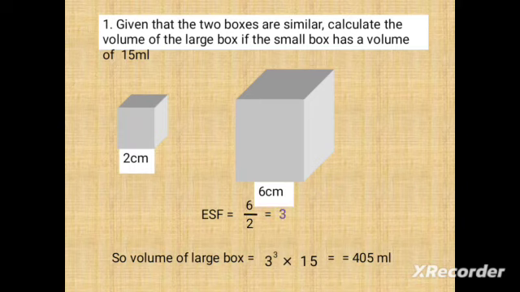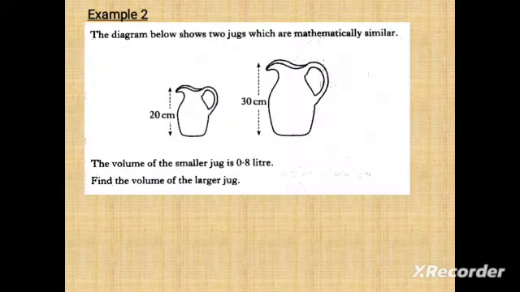Now number two, the diagram below shows two jugs which are mathematically similar, and the smaller jug is of height 20 centimeters, the bigger jug is of height 30 centimeters. The volume of the smaller jug is 0.8 liters, that is the amount it can hold, and we need to find the volume of the larger jug.